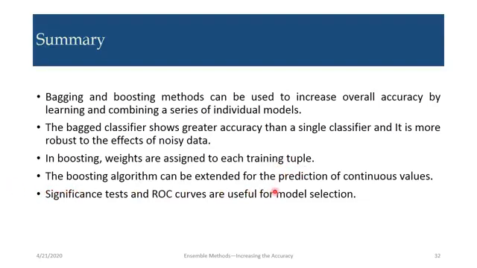The boosting algorithm can be extended for prediction of continuous-valued functions. Significance tests and ROC curves are useful for model selection. Whenever we are using two or more models, we can look at the ROC curve. Based upon the result of the ROC curve, it will show whether a model is less accurate or which model is more accurate. Based upon that, we can choose the particular model for our classification work.